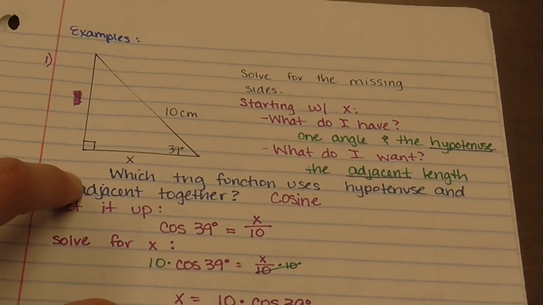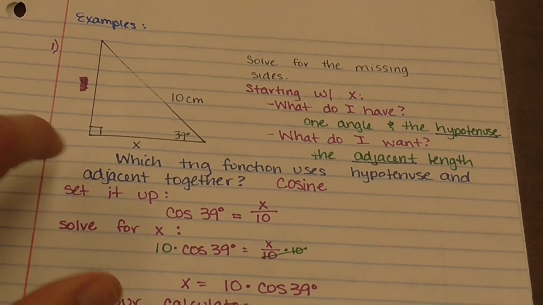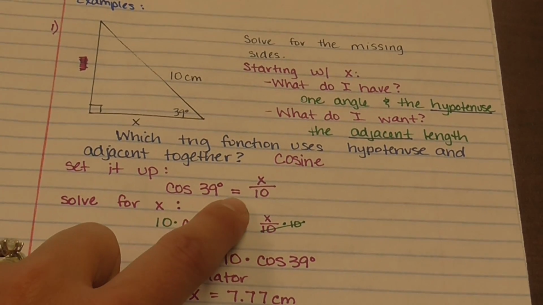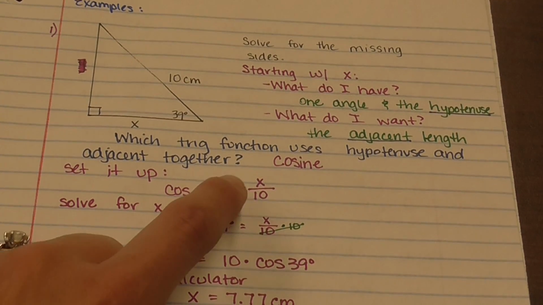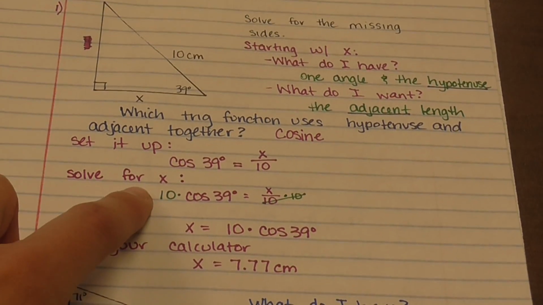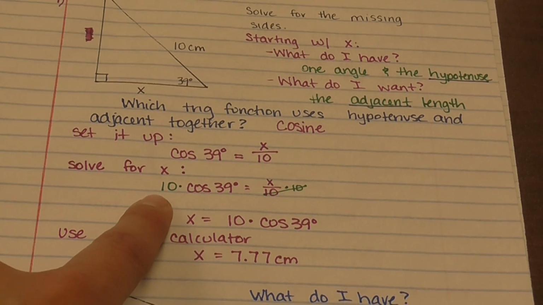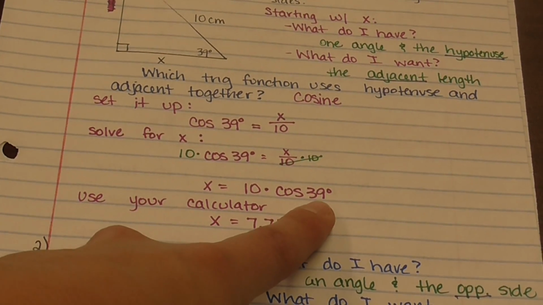So which trig function uses hypotenuse and adjacent together? Cosine does. So you set it up by saying the cosine of my angle equals adjacent over hypotenuse. And you plug in everything that you do have. So now I need to solve for x. So to undo divided by 10, I multiply both sides by 10. And x equals 10 times the cosine of 39 degrees.